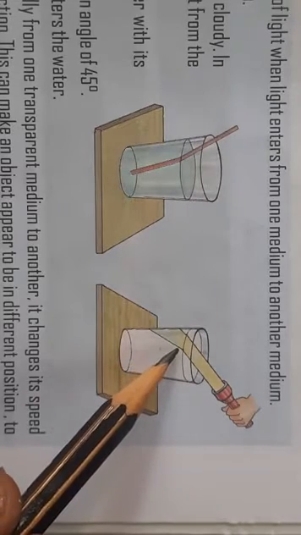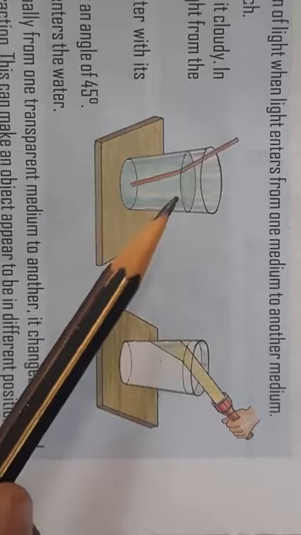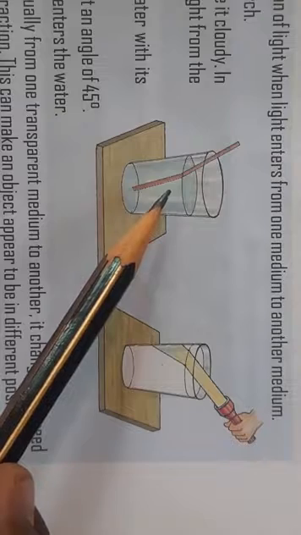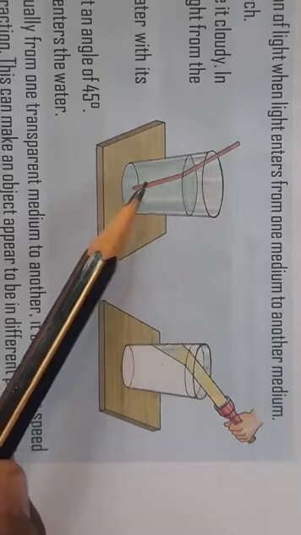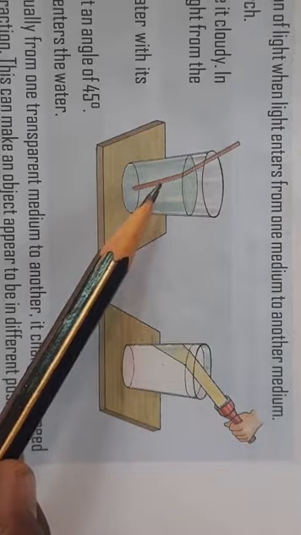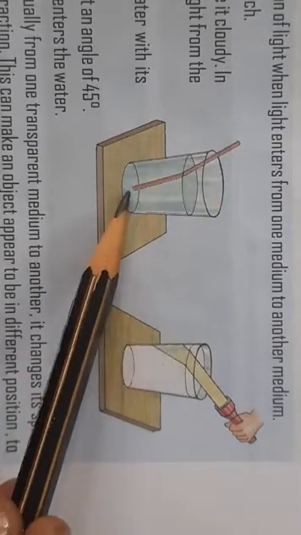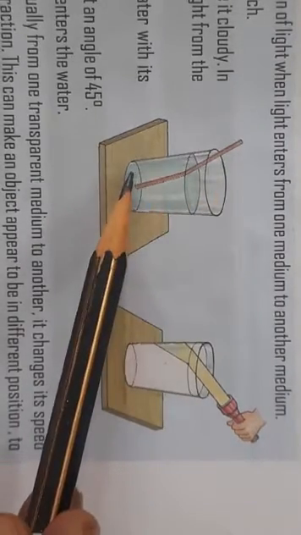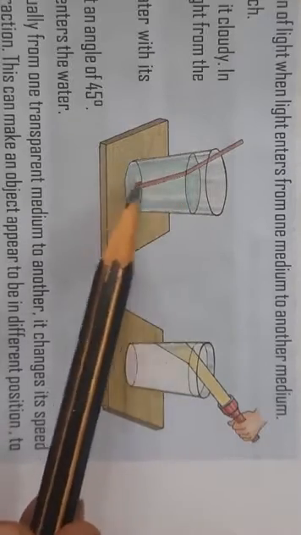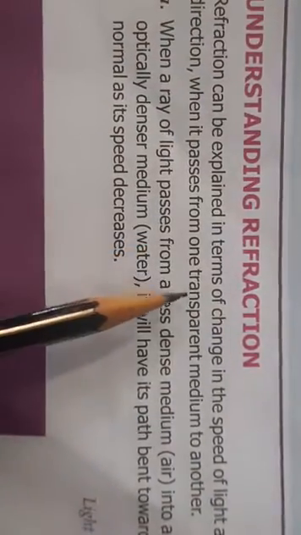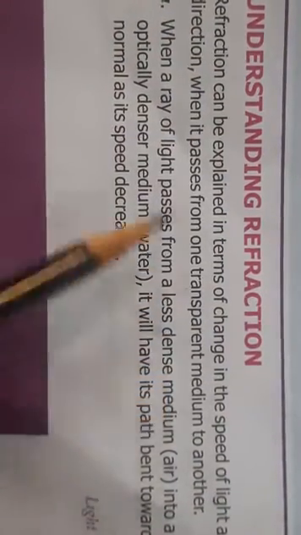Then fill the glass with clean water and put a stick in the glass again at an angle of 45 degrees. It will look as if the stick is broken and bent at the point from where it is entering. So this is refraction. That is, when light passes from one medium to another medium, that is from air to water, there is a change in its speed, due to which there is a change in the direction. This is called refraction. So it can be explained in terms of change in speed of light and its direction.